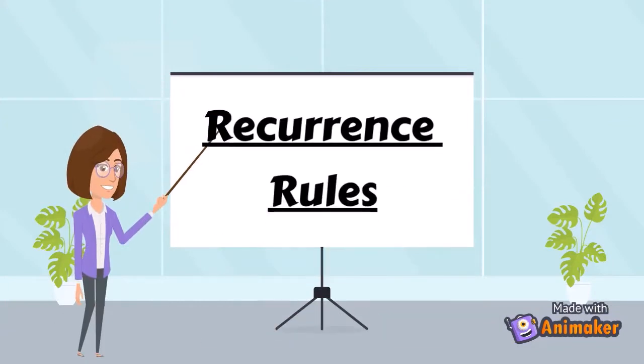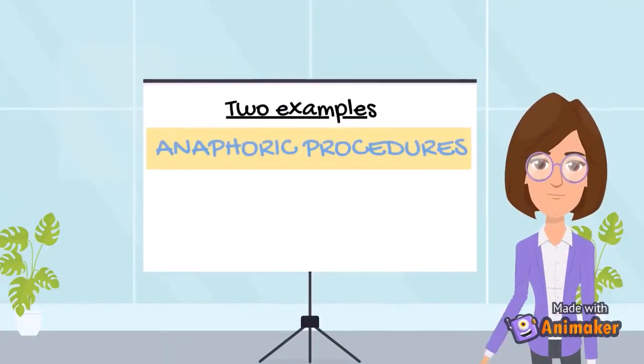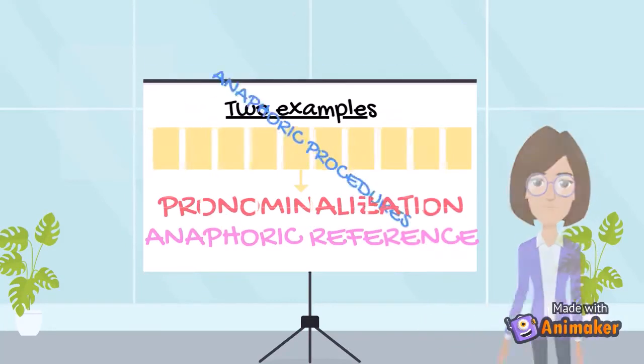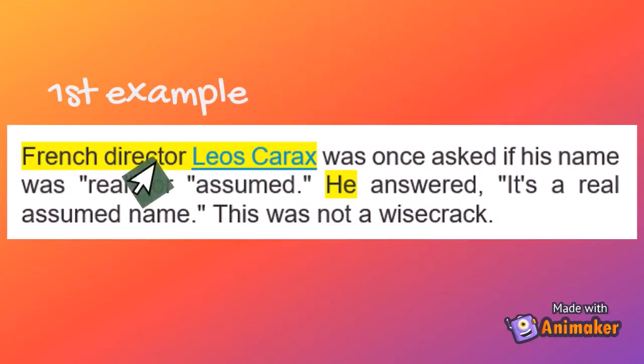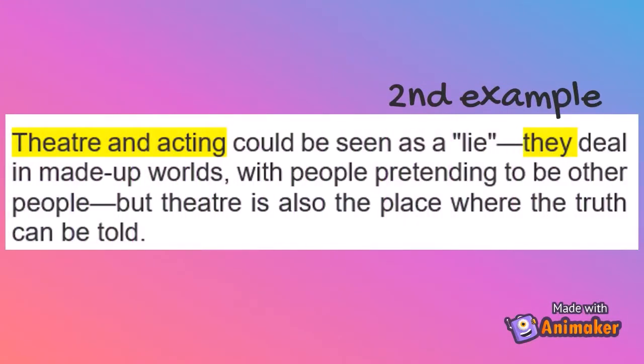And now, recurrence rules. In the next two examples, we have anaphoric procedures. Here is present pronominalization in a specific anaphoric reference. Here, French director is mentioned twice, but in different ways. First, we have his name, and then in order to avoid repetition, in the second sentence is he, indicating the same person. Then we have the second example. First, the author mentions theater and acting, and then he mentions it again using the pronoun they.